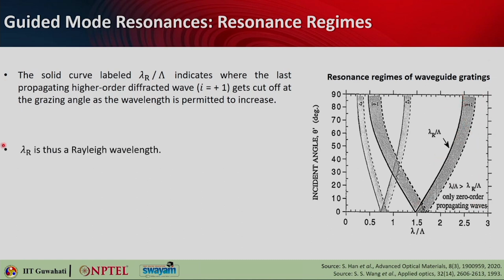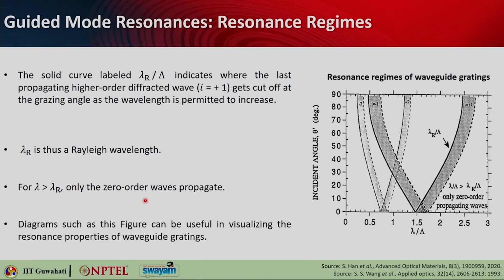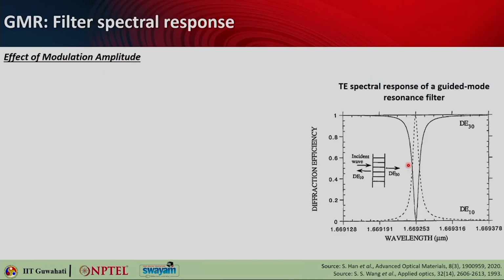So, this lambda r is basically the Rayleigh wavelength. When lambda is greater than lambda r, only the 0th order wave can propagate. In this regime only the 0th order mode will be propagating, not the higher order modes. So, diagrams such as this figure are also useful in visualizing the resonance properties of diffraction gratings.